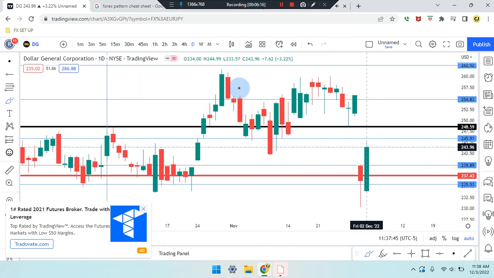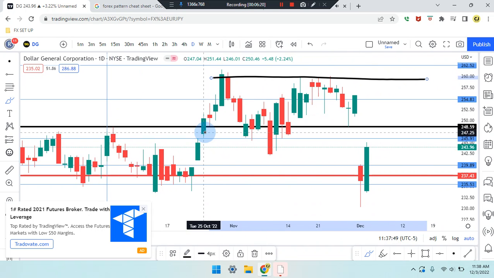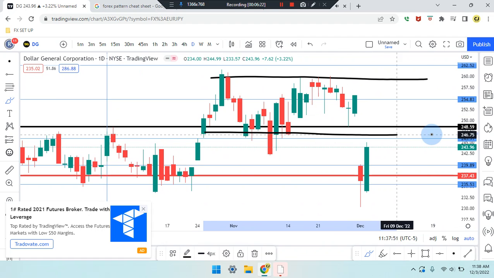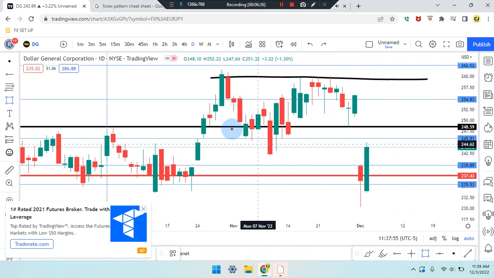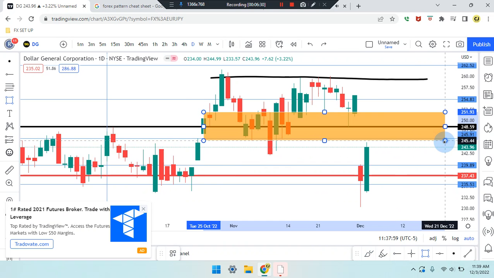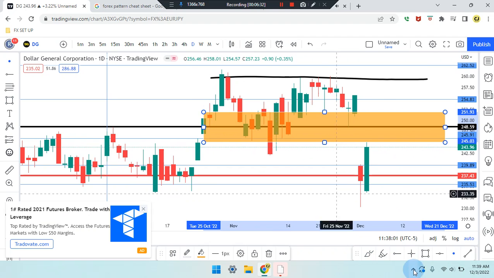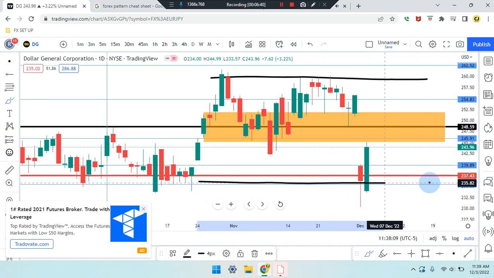So let's break down the chart. We have a resistance. We have the midpoint. So let's put a zone around that midpoint a little bit early. Normally we're doing it on a 4-hour time frame. Let's do it on the daily. Have that midpoint, and we also have that support.